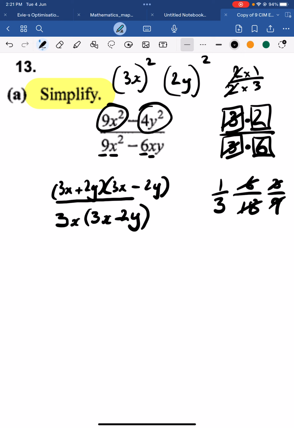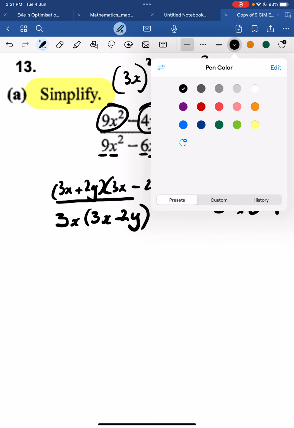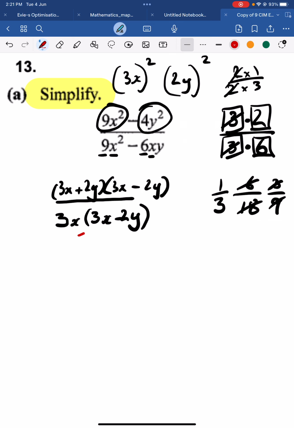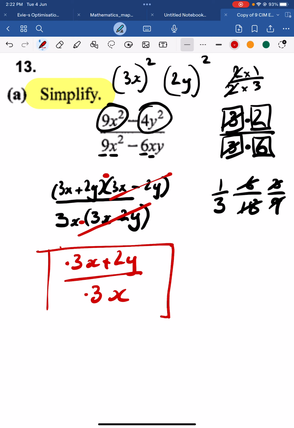Right? So now once we've got that, you can clearly see that we do have some common factors now. I've got a 3x minus 2y, which is multiplying on the bottom. And I've got a 3x minus 2y, which is multiplying on the top. So here we cancel common factors. Write out what we've got left. We've got a 3x plus 2y. On the bottom, we've got a 3x. And obviously, we cannot cancel the 3 because, look, the 3 is not multiplying the numerator. So there is our final answer.